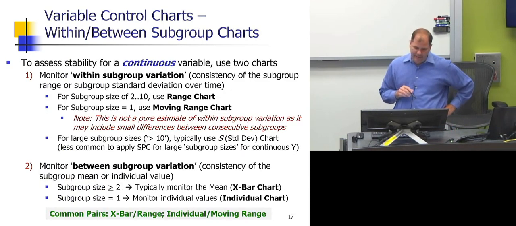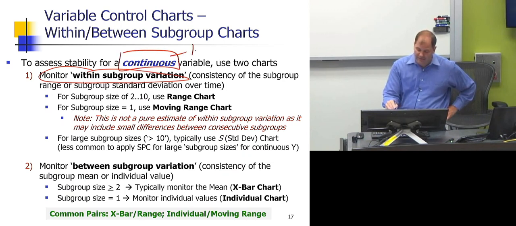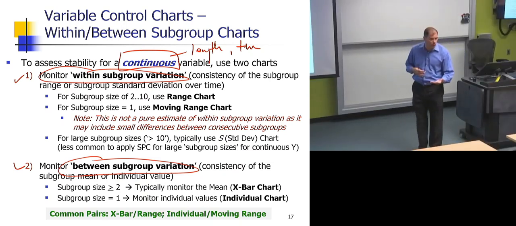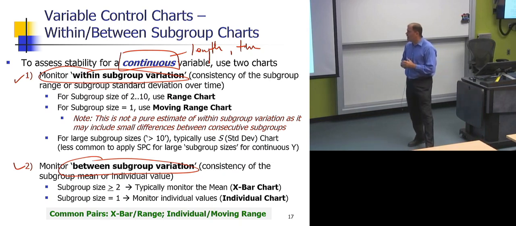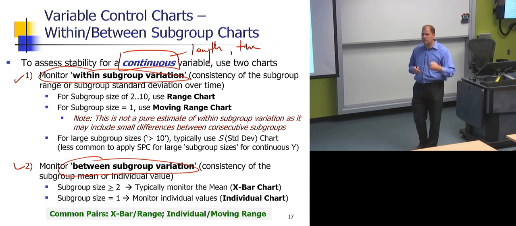All right, let's begin by thinking about this continuous variable. And I want you to note that when you have a continuous y, such as a length or a time, we're going to make 2 charts. One chart is intended to measure within subgroup. The other one is intended to measure between subgroups. If our subgroup size is 2 through 10, this becomes very logical. We're going to use a range chart to measure within subgroup variation, and we're going to use an x bar chart to measure between.